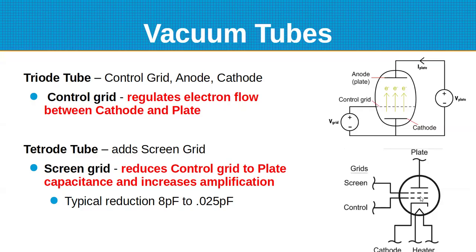So I've cut the capacitance down dramatically, anywhere from around 8 picofarads to maybe as low as 0.025 picofarads, which allows me to operate this tube at much higher frequencies than I could the triode.